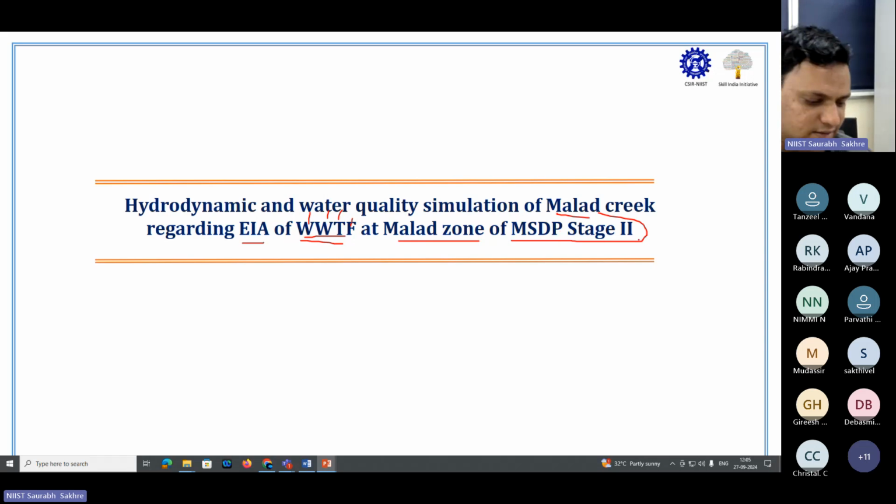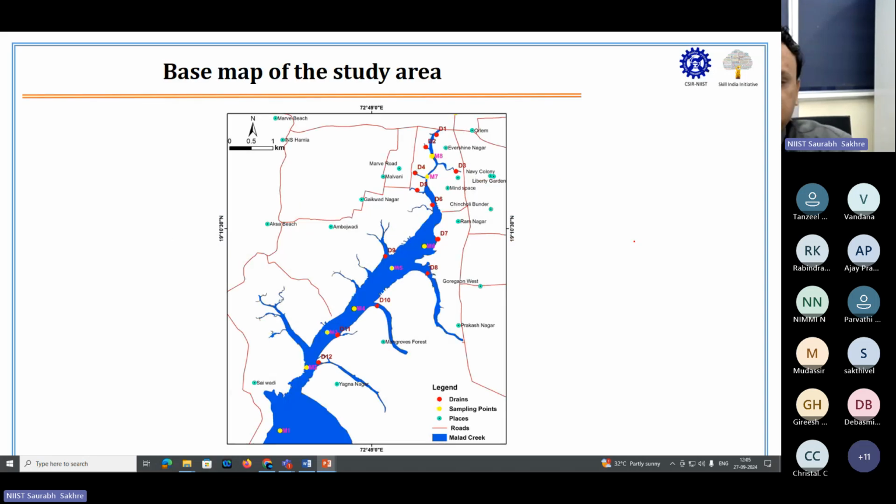Stage 2. It was in various stages. In that, we were doing some study. So our task was, if this is a creek, our task was to see if I set up a treatment plant here, you can see WWTF, and if I discharge the treated water here, what will be the impact of the treated water in the creek?